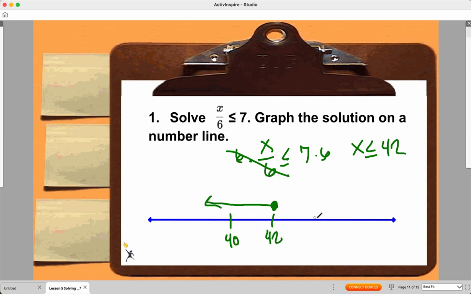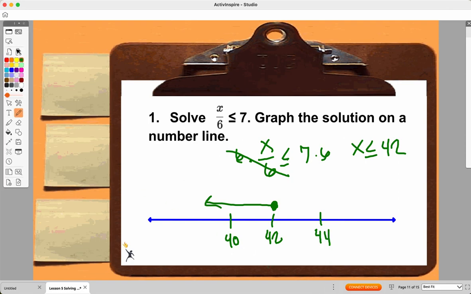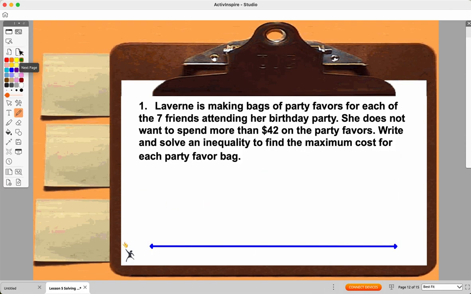All right, the last thing we're going to talk about is word problems. Laverne is making bags of party favors for each of her 7 friends attending her birthday party. She does not want to spend more than $42 on party favors. So you need to write and solve an inequality to find the maximum cost of each party favor bag.